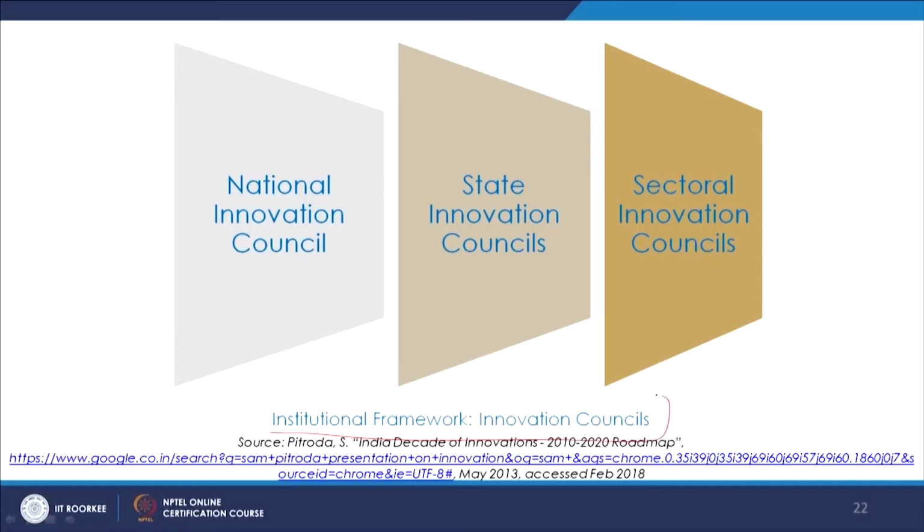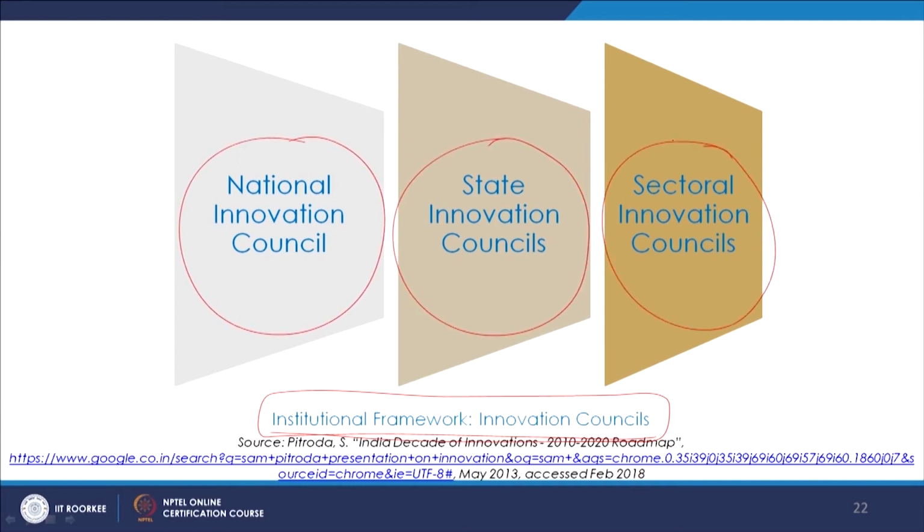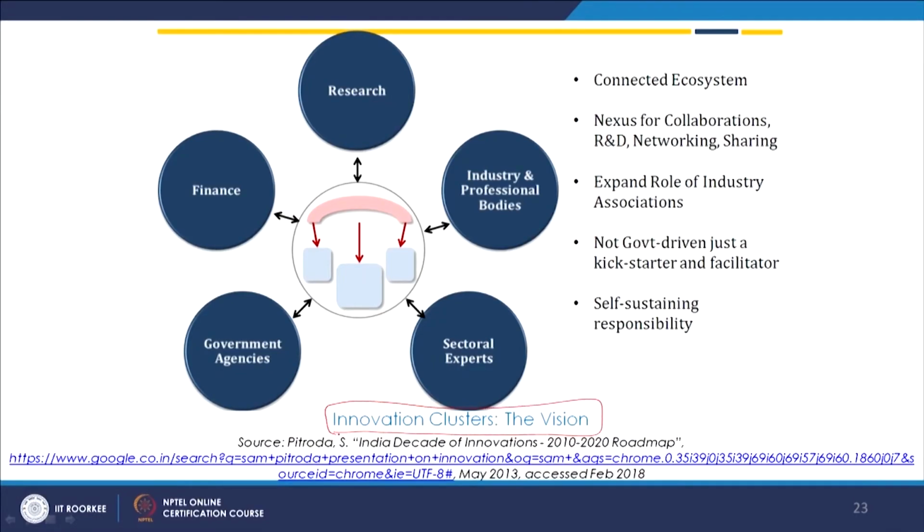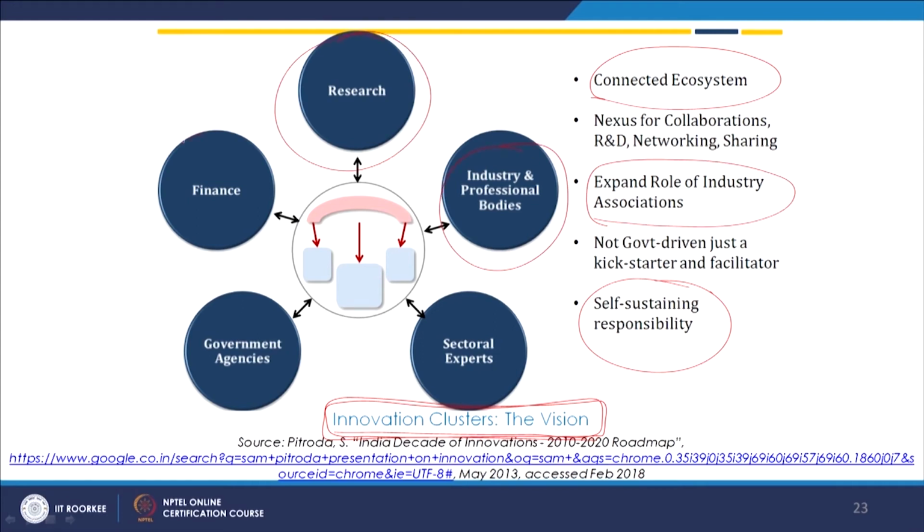If we see the institutional framework of the innovation councils, there is the National Innovation Council, then there are state innovation councils, and then sectoral innovation councils. They take care of the innovation strategy and the innovation and development part in our country. Then there are also innovation clusters, and there is a vision that is developed: connected ecosystem, self-sustaining responsibility, and expanding roles of industry associations. So we see research here, finance, government agencies, sectoral experts, and then this interlinkage which forms the innovation cluster.